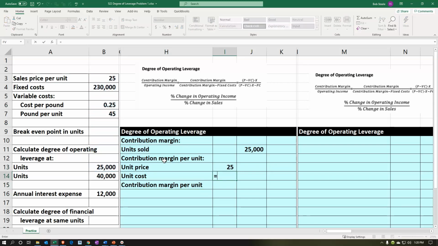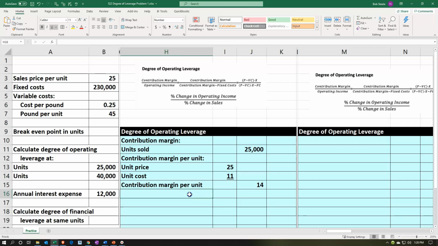So then the unit price is simply going to be that $25 per unit. The unit cost is a little more complicated. That's the 25 cents per pound times the number of pounds that we need, which is 45 pounds per unit. And that's going to give us our $11. If we then subtract this out, the 25 minus the 11 gives us the contribution margin per unit of $14. Let's put an underline under this 11, Home tab font group and underline. And there is our contribution margin.